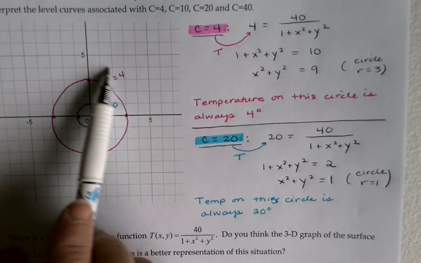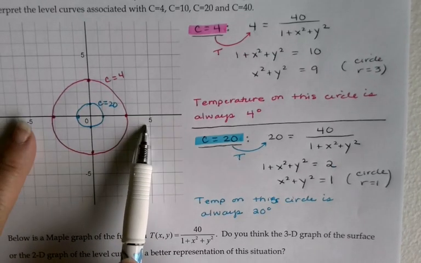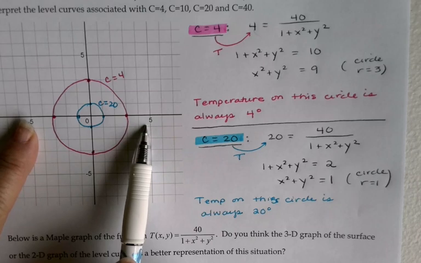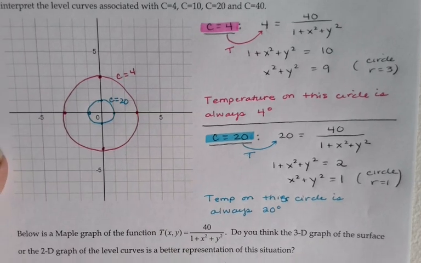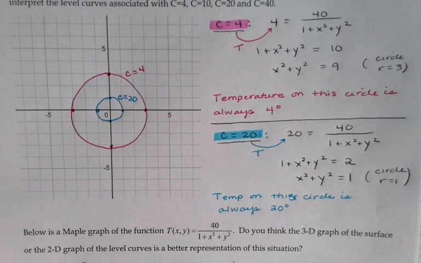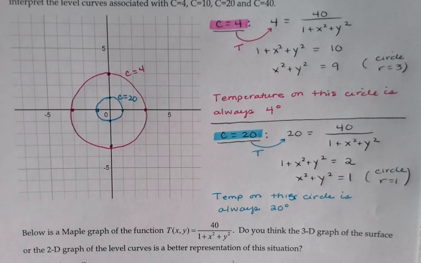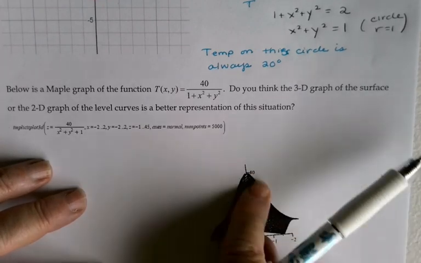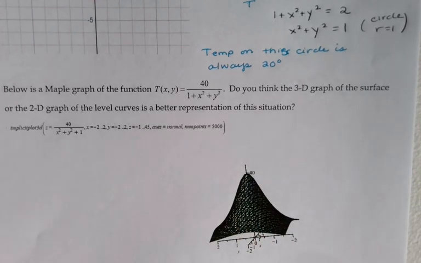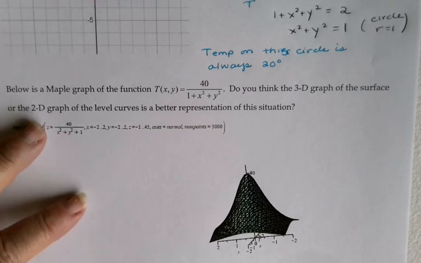We're staying in the plane, but within the plane, the temperature's changing. And I can see out here it's 4 degrees, in here it's 20 degrees. So in a lot of ways, I would argue that the level curves are actually a better representation. The two-dimensional graph is a better representation of what this function actually means. The three-dimensional graph gives a false impression that there's some kind of a third dimension or there's some kind of a hill involved, and there's not. All right, one last thing.